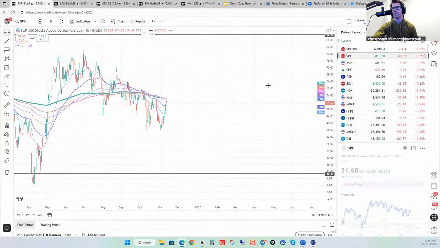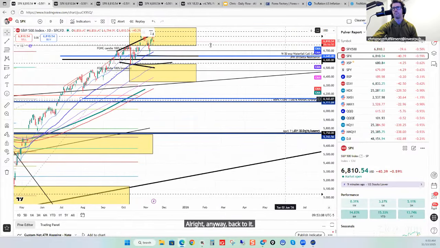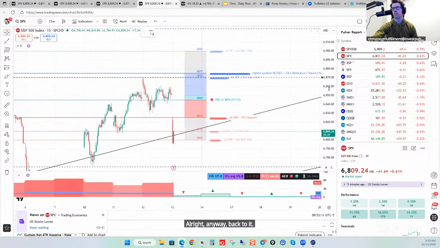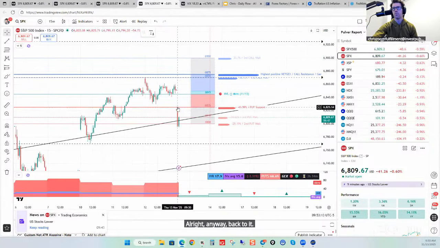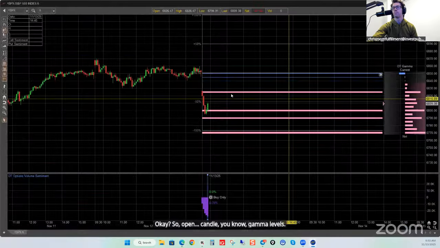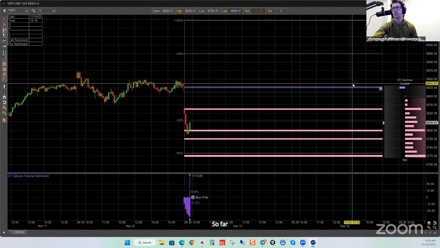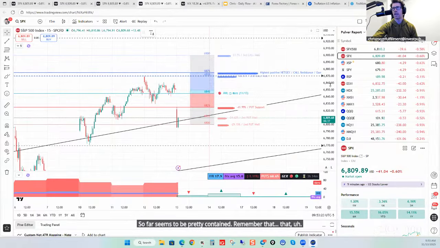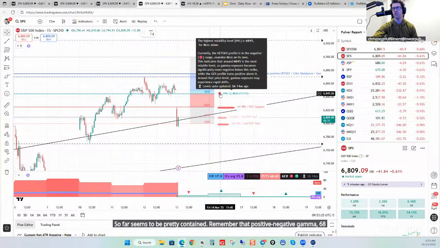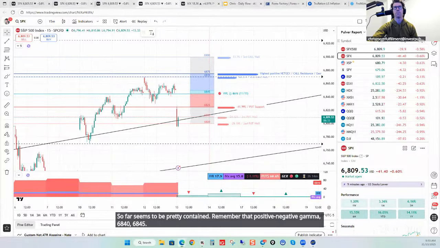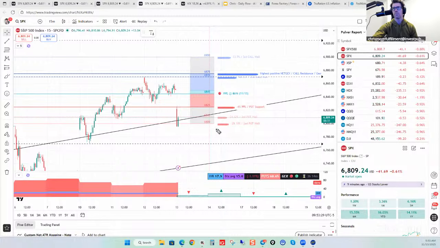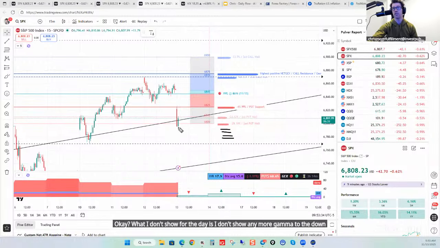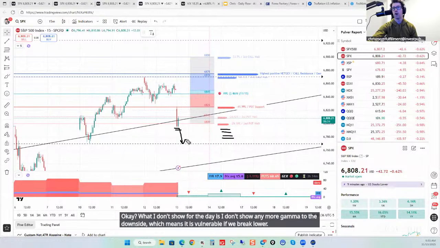All right. Anyway, back to it. Okay. So open, candle, gamma levels so far seem to be pretty contained. Remember that positive negative gamma, 68.40, 68.45. Okay. What I don't show for the day is any more gamma to the downside, which means it is vulnerable. If we break lower, all of that is vulnerable.